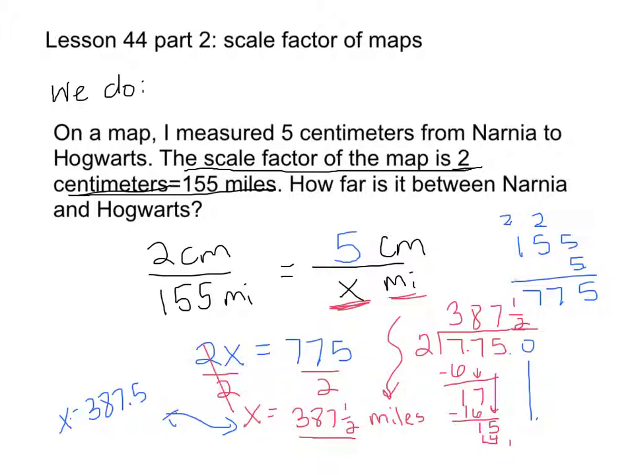387.5. So that's how you do scale factors on maps. Sometimes they'll say on the map that 3 centimeters equals 12 miles or whatever. That's your scale ratio. And then you use that as the key to solve the rest of the problem, how far something is. So let's have a look at a you-do.